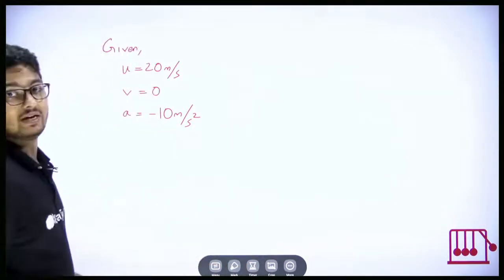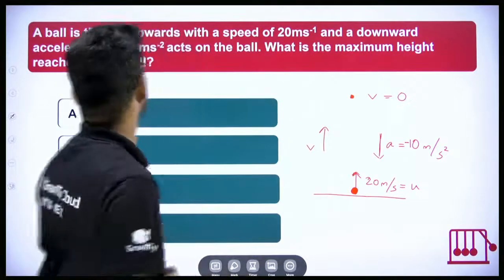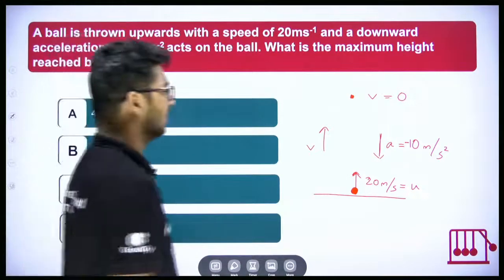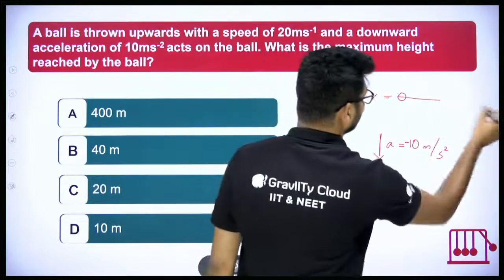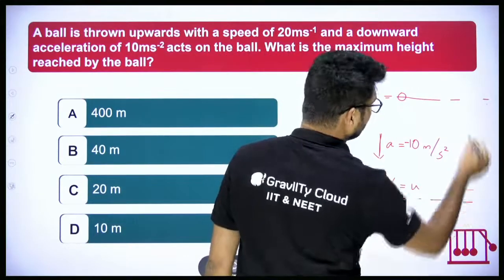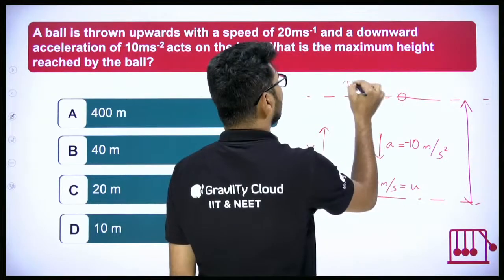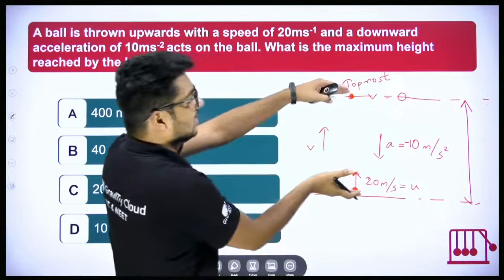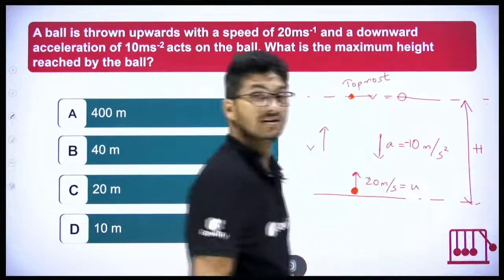Now what we have to find out, we'll again come back to the question. What is the maximum height reached by the ball? Now how do you understand the maximum height? From the ground, look at this. The maximum height is this, yes or no? The topmost point is this point, wherever the speed is 0. So topmost point will mean height is maximum. So this is the height that we need.